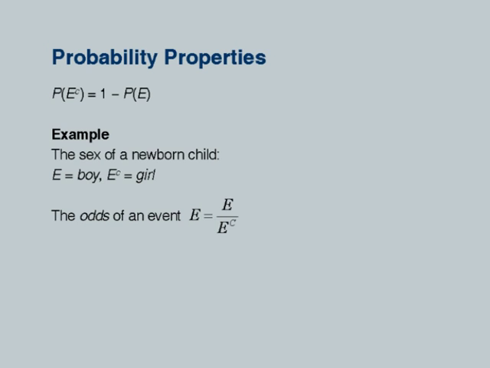As an example, I said if the outcome of an event is the sex of a newborn child, then we can write E as the event that it's a boy, and the complementary event that it's a girl. These two constitute the whole set, so they are also mutually exclusive. For these two, we can easily see that the probability that the newborn child is a girl is nothing but 1 minus the probability that the newborn child is a boy. And you also define something like odds of an event.